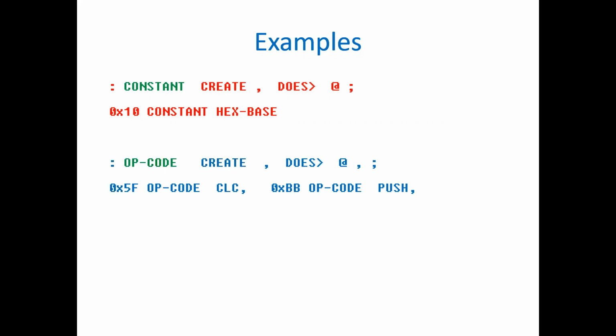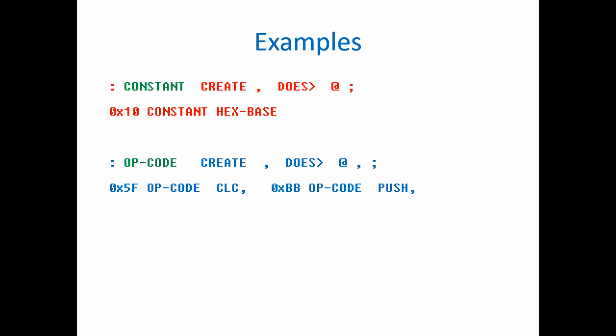This is an example of defining opcodes. Opcodes are a little bit more involved. They create, comma, name the opcode, and take its hex value saved as a parameter. Then when that opcode is executed, the parameter is fetched back and the comma compiles it into memory. We see some examples there.